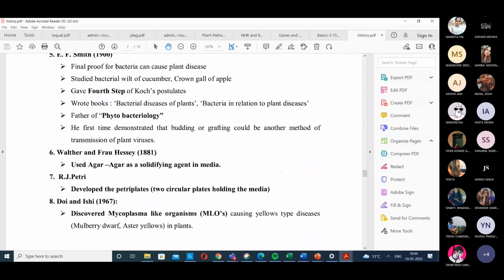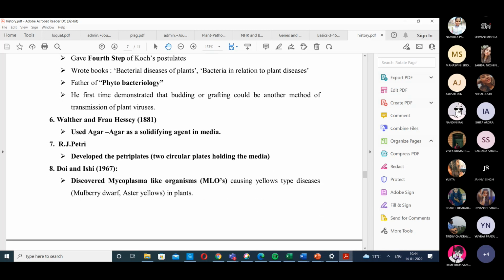So again, for the first time he demonstrated that budding or grafting could be another method of transmission of plant viruses, and we know this today, right? In budding or grafting, if any one part is infected by the pathogen or a virus, that process will definitely lead to the transmission of the virus to the other plant also.